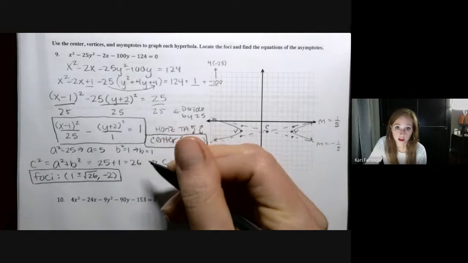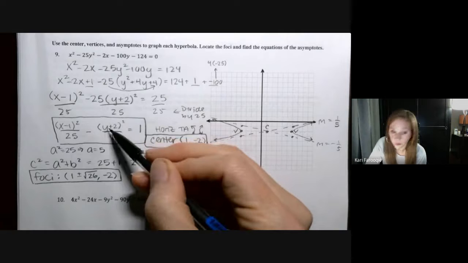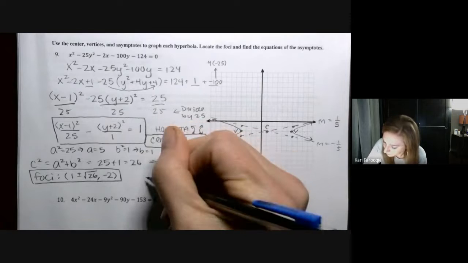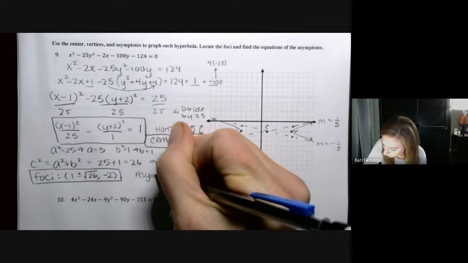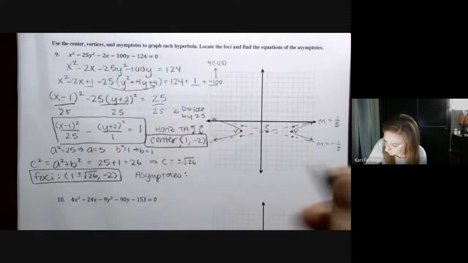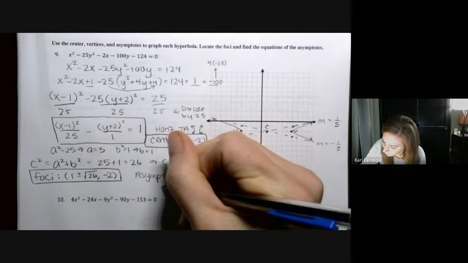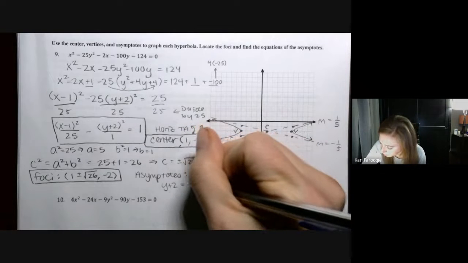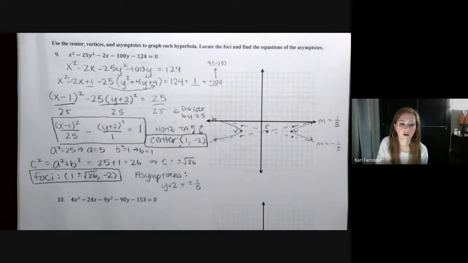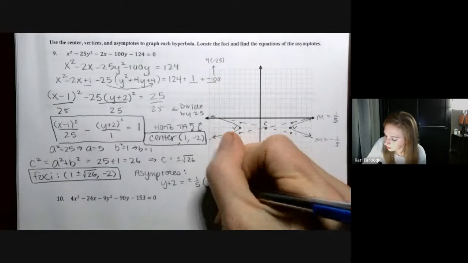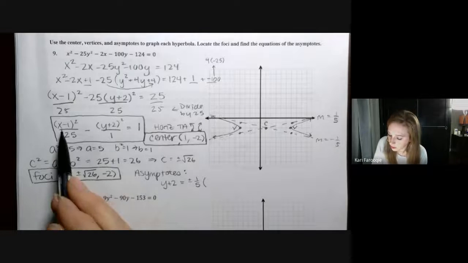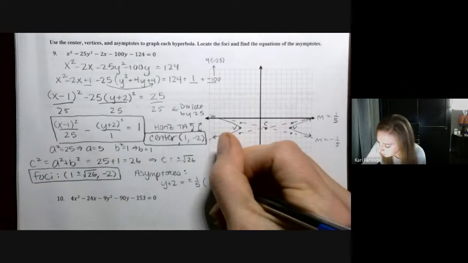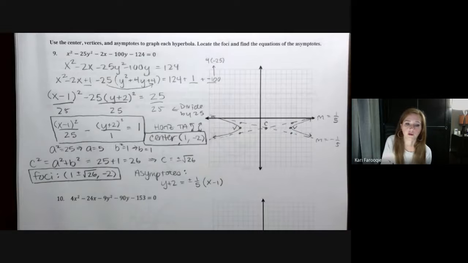Remember, we're starting with y equals. So instead of y, we're going to go back to our standard form equation, and we're going to use y plus 2. So we're going to have y plus 2 equals, and then take your slope, plus or minus 1/5. Use your parentheses, and then you have x minus 1. Bring that straight out of your standard form equation and into the expression for your asymptotes on the right-hand side.